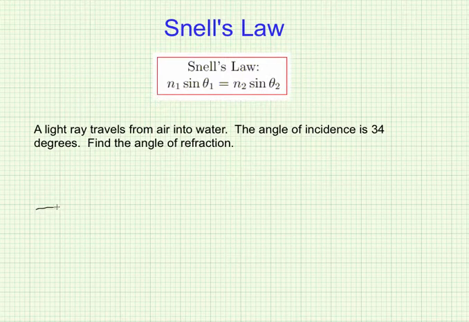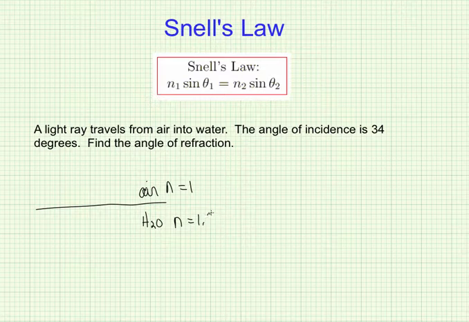So I know we have a boundary, and let's say we're starting in air here and we're going into water. We know the index of refraction of air is 1, and we know the index of refraction of water is 1.33. So my angle of incidence is going to be with respect to the normal, as will my angle of refraction. Now I know that the angle of refraction is going to be smaller than the angle of incidence. So we were given that the angle of incidence here is 34 degrees.